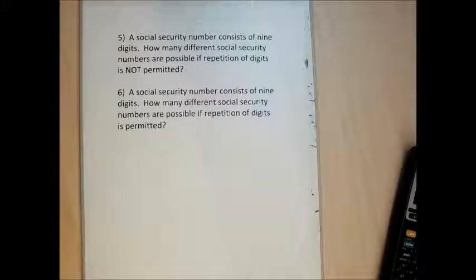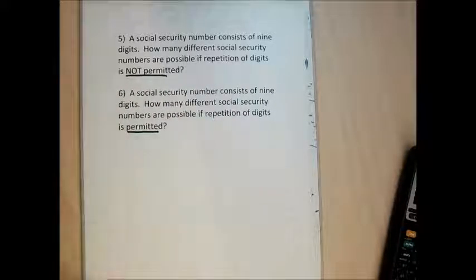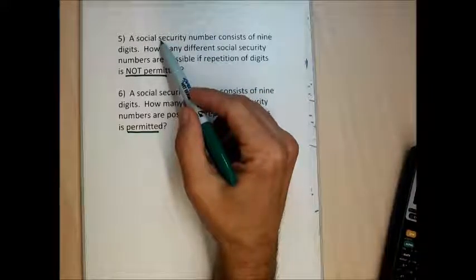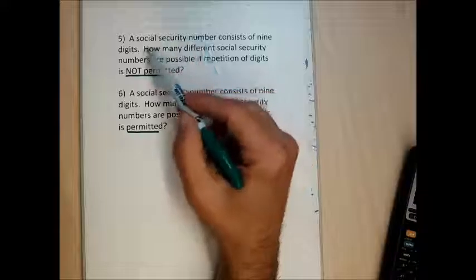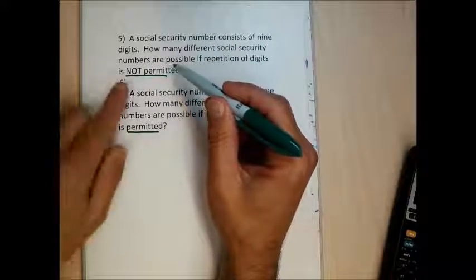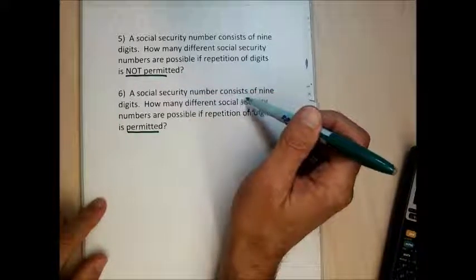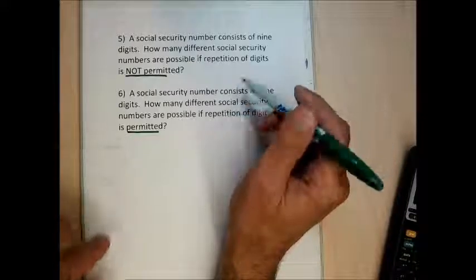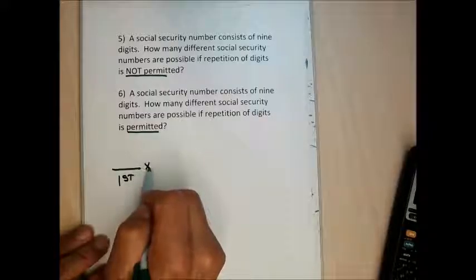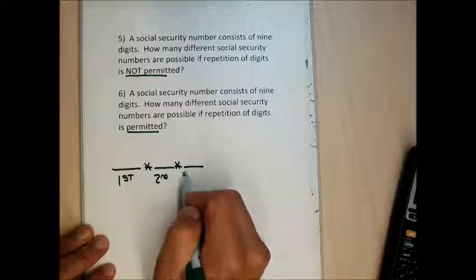So our problem 5s are essentially the same problem, except the very end. Both of us are trying to figure out how many Social Security numbers are possible. A Social Security number consists of 9 digits. How many different Social Security numbers are possible if repetition is not permitted? In mine, a Social Security number consists of 9 digits. How many Social Security numbers are possible if repetition is permitted? So for me and for you to get started, our 9 experiments are picking each of the 9 digits in a Social Security number.